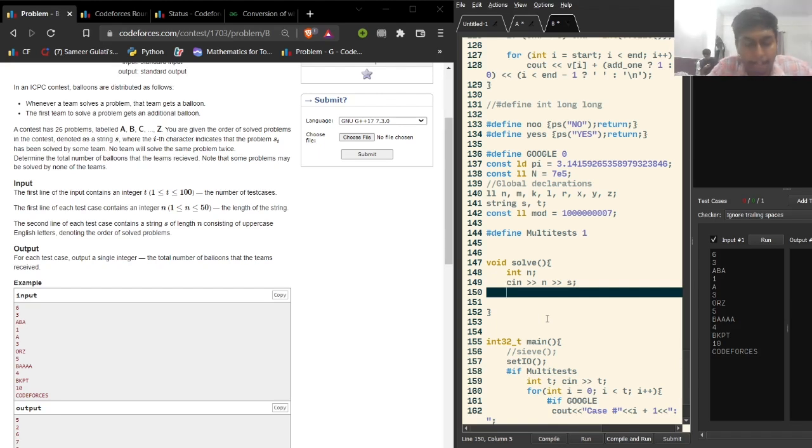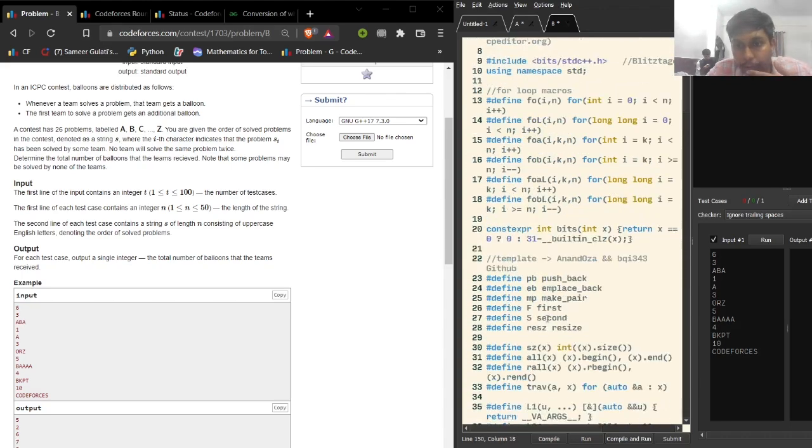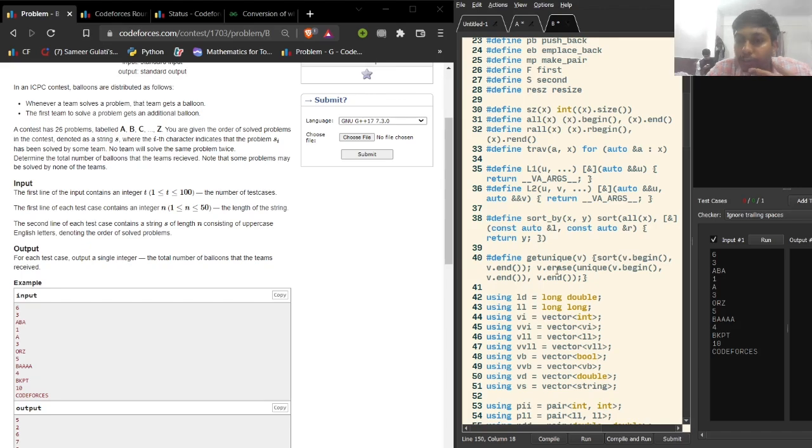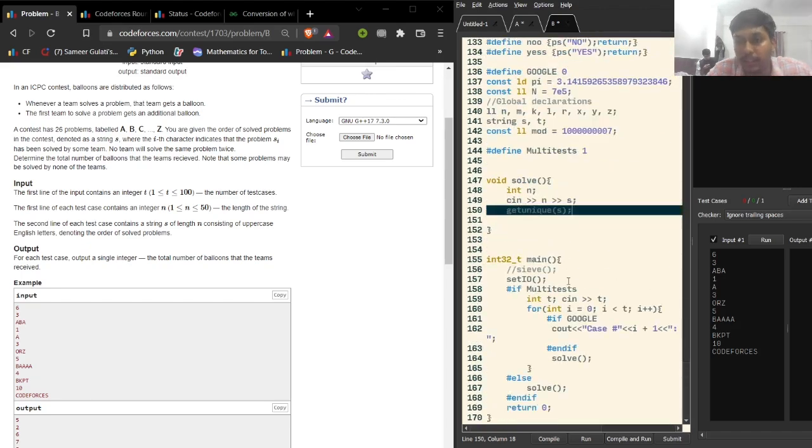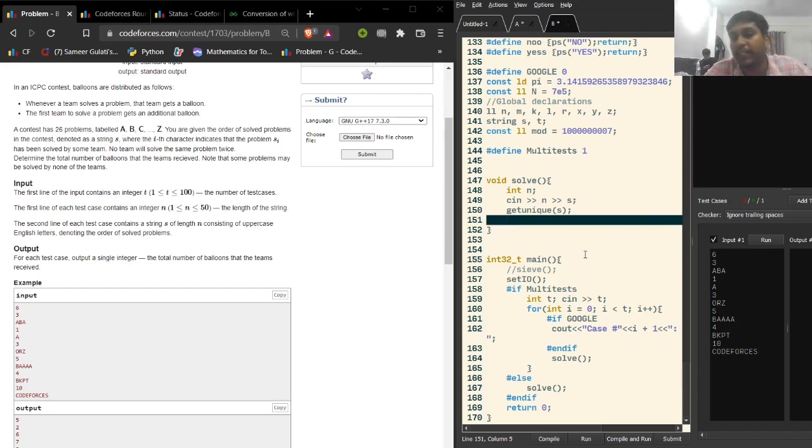The unique function is basically here. Let me just show. So unique just gets the sorted array, takes unique elements, and erases the extra parts. So for example, if I have A B A, it will first sort it to make A A B, then take unique to give A B, and then resize it to size equal to 2. So once we do that, I think the answer should just be n plus int s.size. That should be good, I guess.